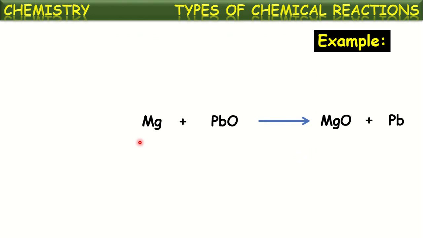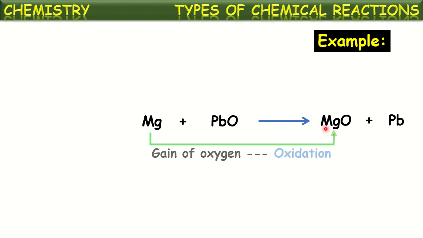See this equation, magnesium plus lead oxide gives magnesium oxide plus lead. In this reaction, if you see in terms of magnesium, initially magnesium has no oxygens. So after the reaction with lead oxide, it gained oxygens. We know the gaining of oxygens is called oxidation. So we can say here magnesium is oxidized to magnesium oxide because it gained oxygens.